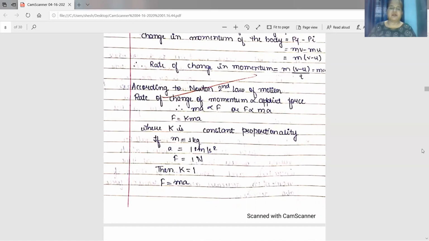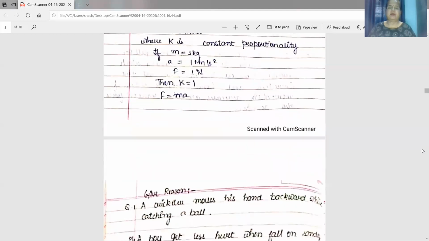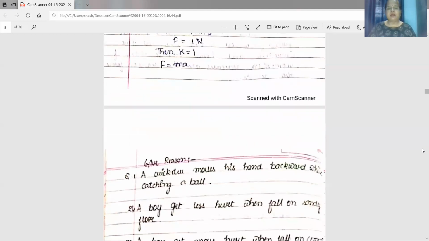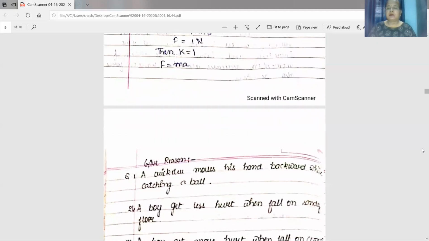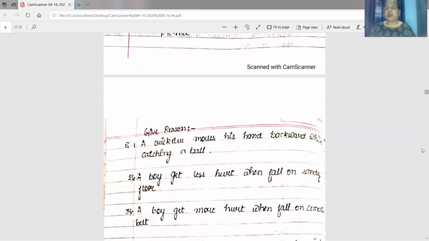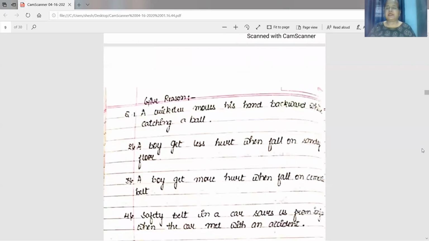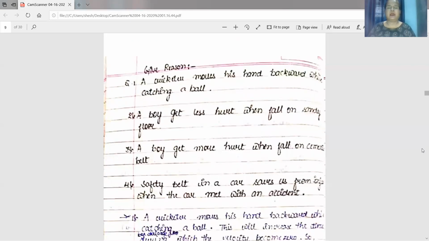Newton's second law gives F equals ma. Now numericals based on second law of motion, that is F equals ma, we will do later on. First, reasoning questions based on Newton's second law of motion, or you can say based on momentum. Now 3 important questions from here.